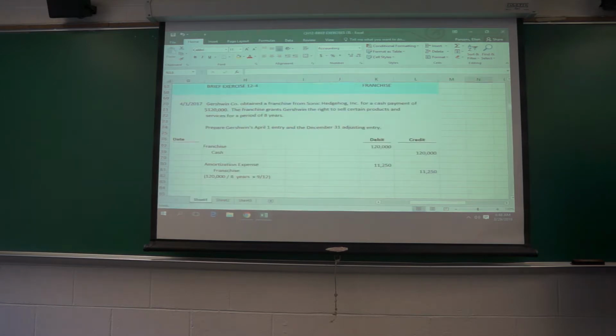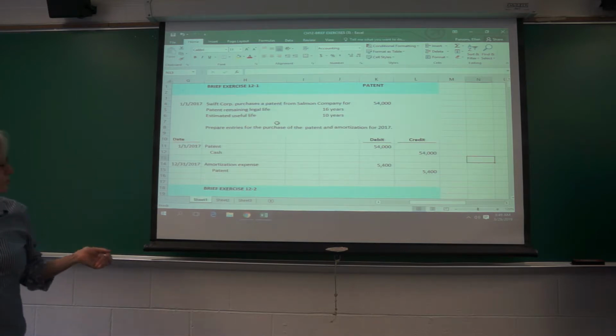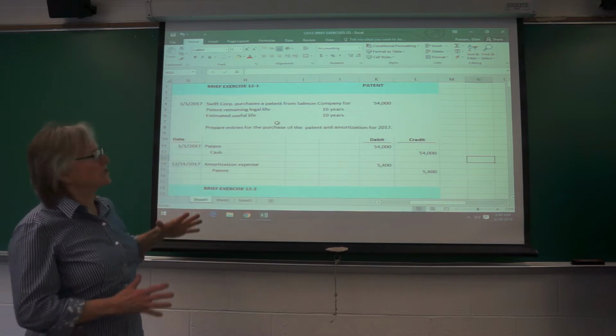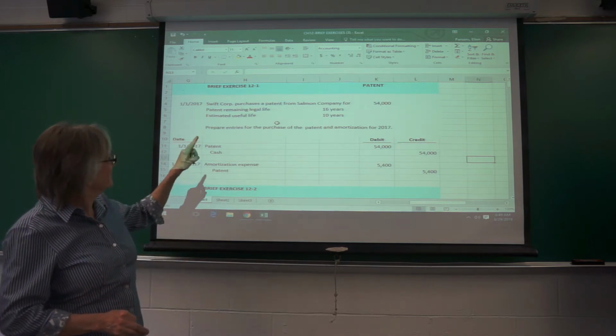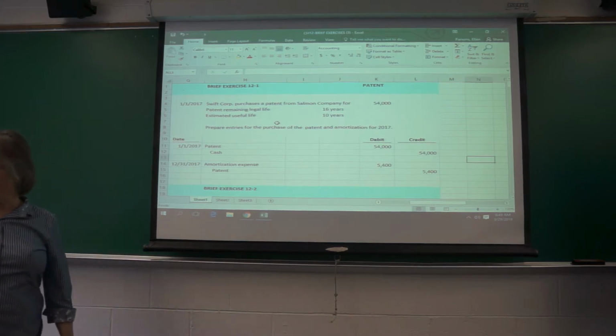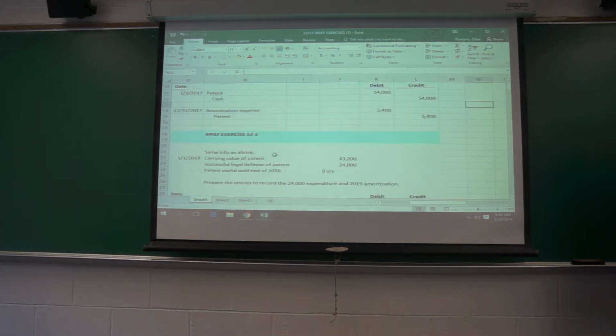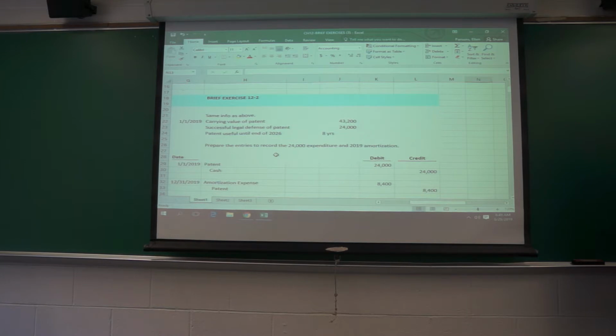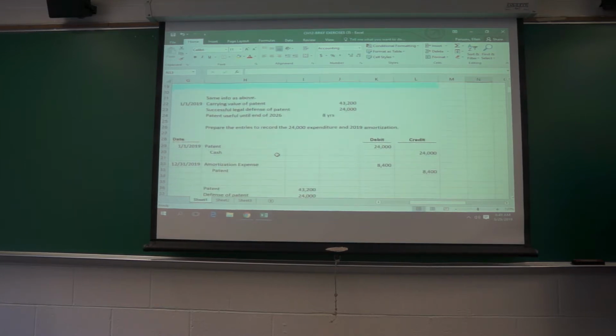Just to see how that works. They bought a patent, its remaining useful life was 16. Remaining legal life was 16, useful life is 10, so you divide by the 10 to amortize it. And then on the second one, oh yeah, this gets a little bit confusing.